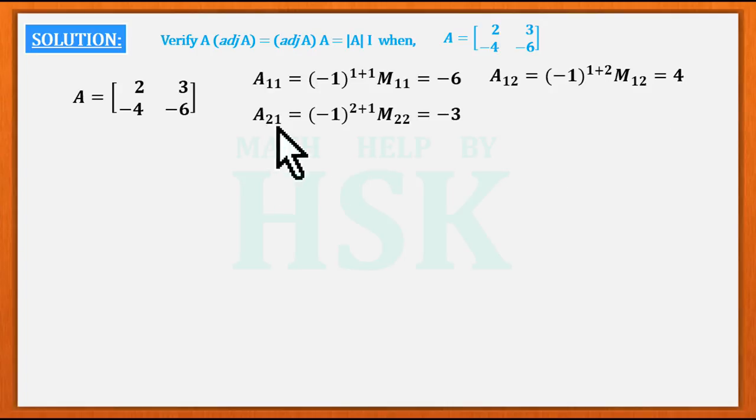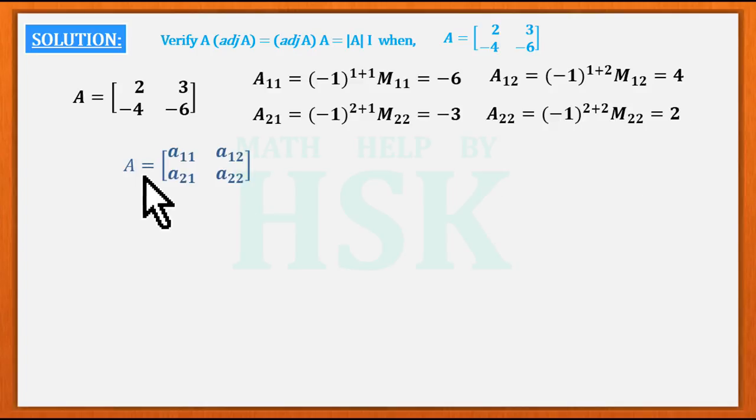Similarly, A21, the cofactor of this element. Its minor would be equal to 3. So A21 would be equal to minus 1 to the power of 2 plus 1. This will be equal to minus 1 into 3, that will be equal to minus 3. A22, that is cofactor of this element, minus 6. This will be equal to minus 1 to the power of 2 plus 2. Its minor would be equal to 2. So this will be equal to 1 into 2, that is equal to 2.